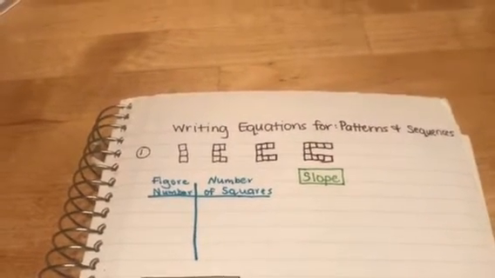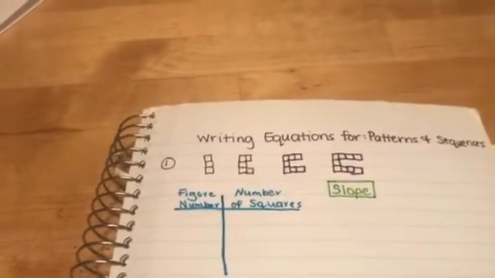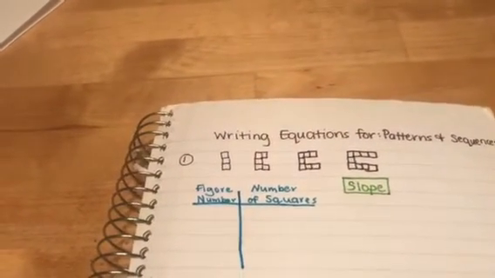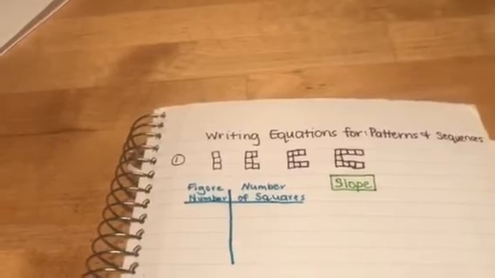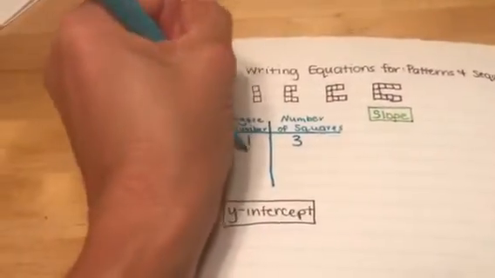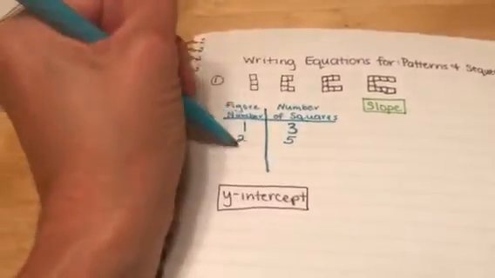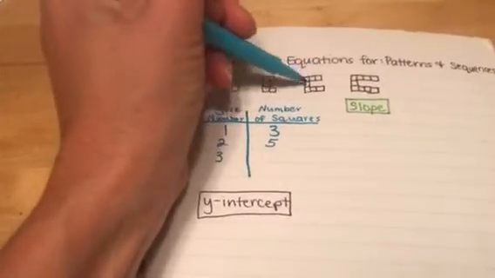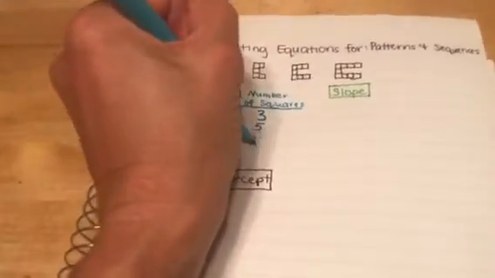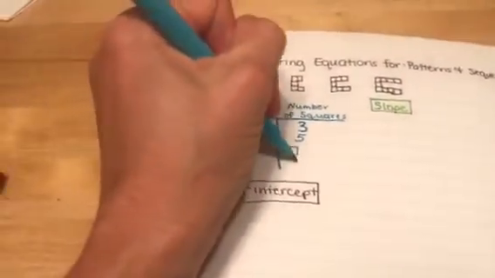So we have a pattern here. There are 4 figures and each figure has a number of squares in it. So the easiest thing to do is make a table. We have figure 1 has 3 squares. Figure 2 has 5 squares. Figure 3 has 7 squares, and figure 4 has 9 squares.